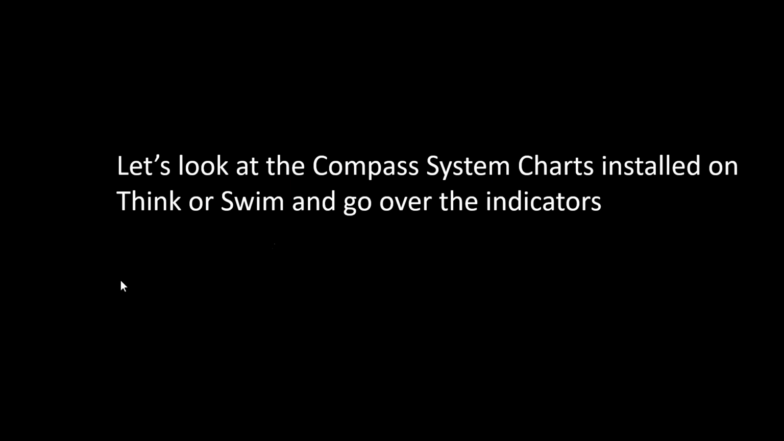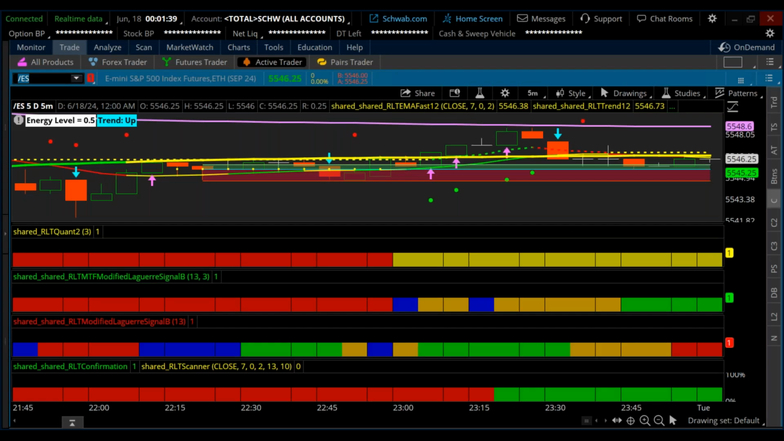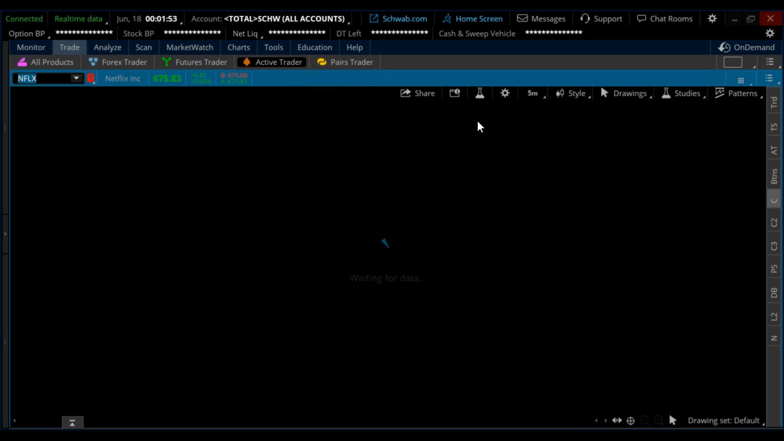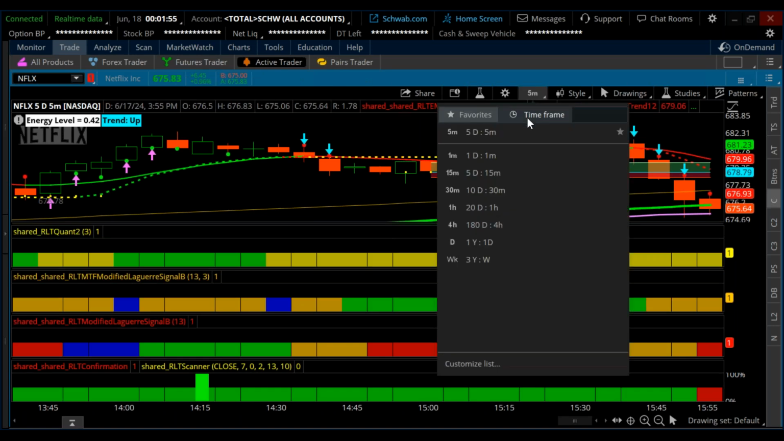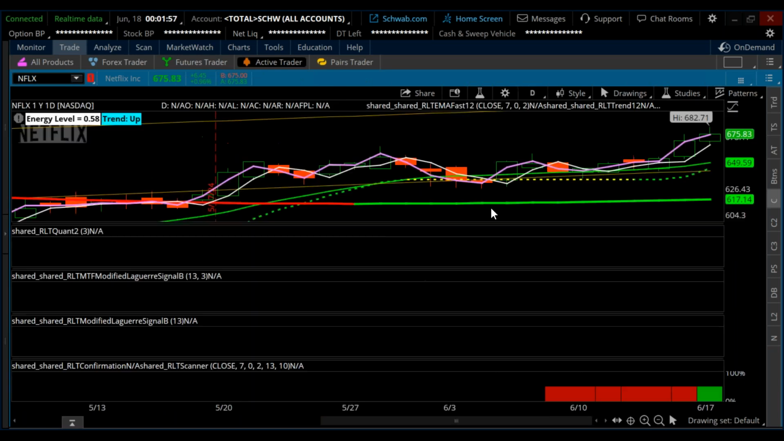Now I'm going to look at the Compass system charts installed on Thinkorswim, and we're going to go over some of these indicators. So let me just bring up the charts. Let me move to a stock instead of just the ES, and I'm going to go back today. First thing we're going to look at is a daily chart. We're going to look at Netflix. I'm going to switch over to a daily chart on Netflix right here.